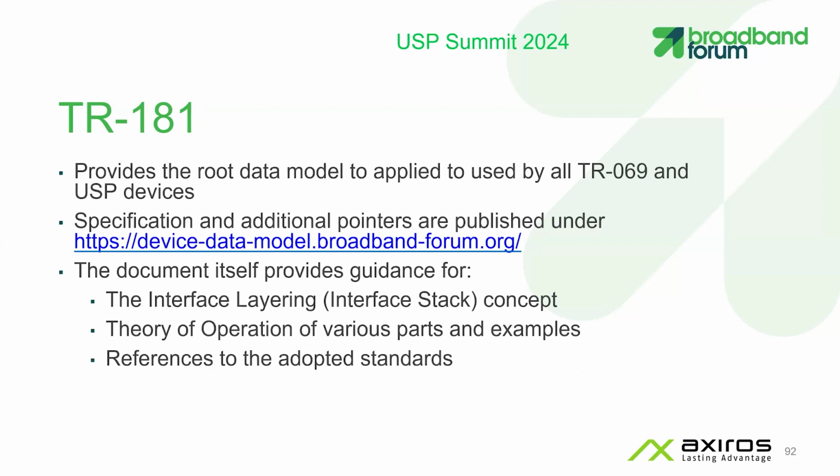So as we mentioned before, when we introduced USP, we actually tried to get rid of all of those separate documents that refer to one specific protocol, like Tier 157. So that was assimilated into the Tier 69 specification itself, the USP specification, but also some of that moved into Tier 181 because it applies to both CWMP or Tier 69 and USP. So that's kind of important.